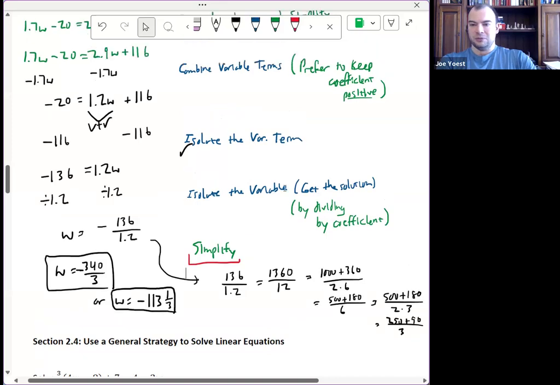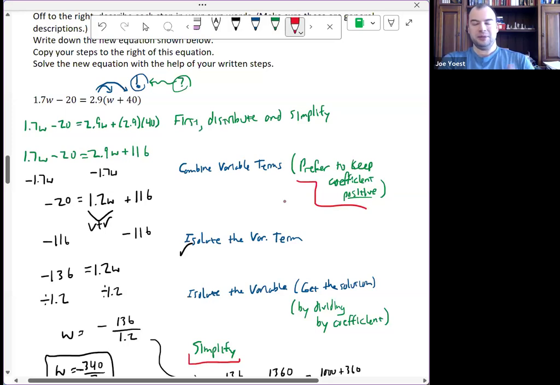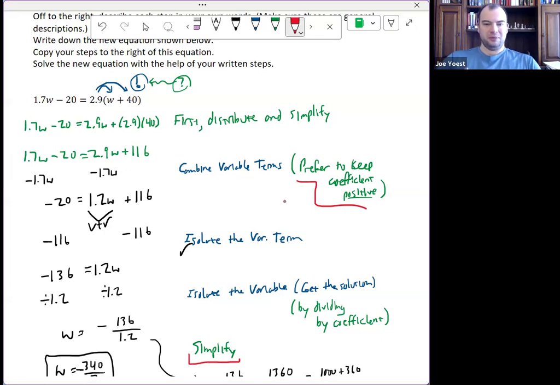Or maybe I want to flesh out a little bit, "combine the variable terms, preferring to keep the coefficient positive." Maybe I want to add a little bit more as I'm going along, and I kind of remember maybe I went to move the 2.9 and I say, oh, wait, no, I think I want to go the other way, right? So as I'm going through a problem, maybe that even feeds back into the system and I flesh out my instructions a little bit.